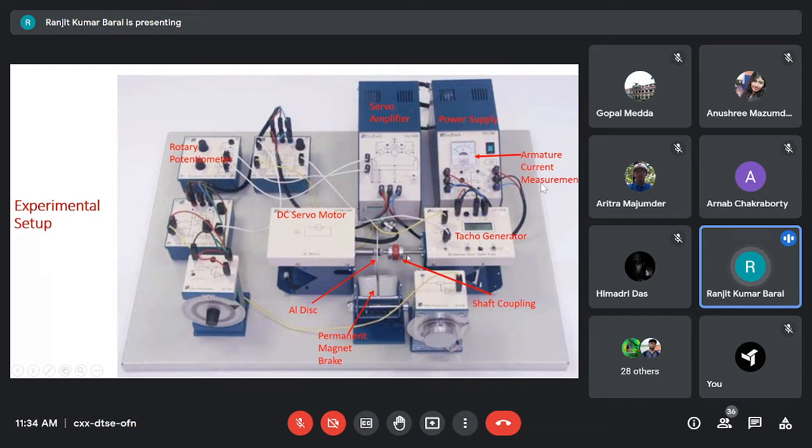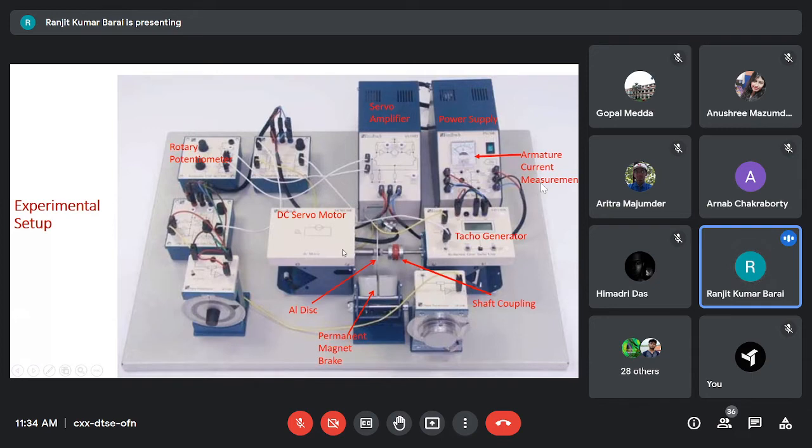Now the motor shaft is also connected to a tacho generator. A tacho generator is a very small, very linear DC generator. It can measure the speed. This tacho generator is coupled to the motor shaft through a flexible shaft coupling.